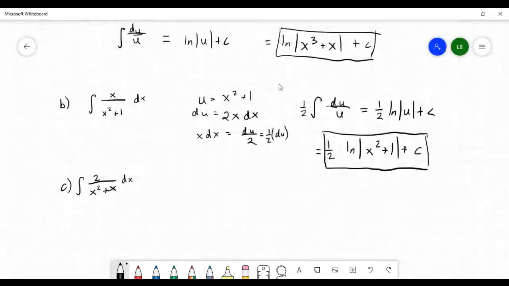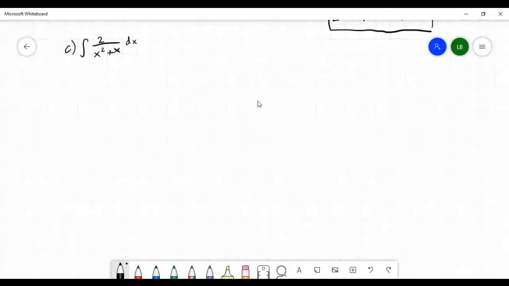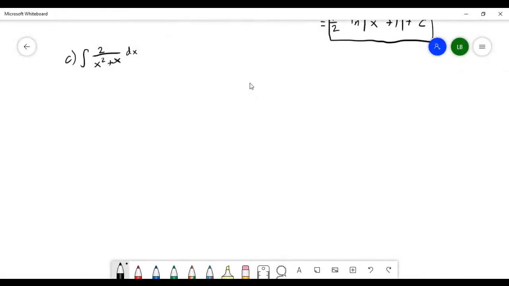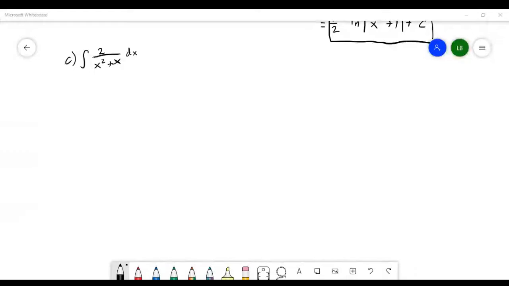Okay. So any ideas for part C? Would a standard u-substitution work here?